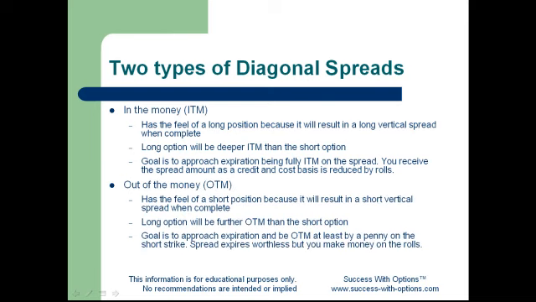The other type of diagonal spread is an out-of-the-money diagonal spread. It's going to feel more like a short position because at the end you will have a short vertical spread and ideally both options will expire worthless. The goal in this case is to pick up enough credits on the rolls that it more than covers the initial debit and you make a profit. In this type of diagonal spread, it behaves much more like a calendar spread.